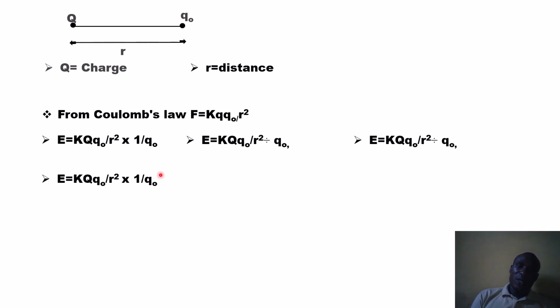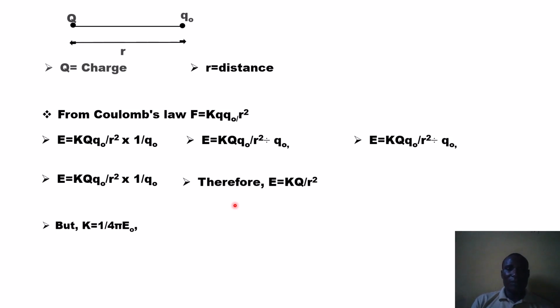Therefore, if you cancel this, this Q will cancel this Q. Then you will be left with E is equal to K, because this Q, which is charge, has cancelled this charge. You will be left with K times Q, the charge, divided by R squared. That is our formula, another formula for electric field intensity.